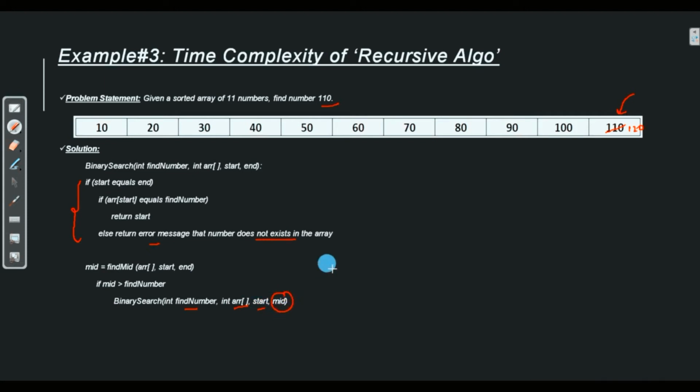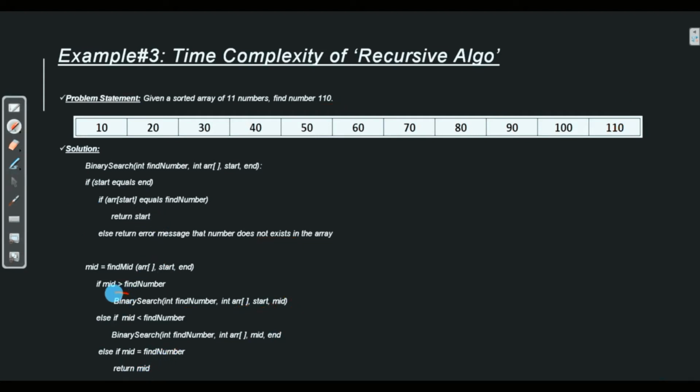So it becomes mid. In case mid is less than the find number, then we have to go towards the right. So we again do a recursive call and this time the start changes to mid and we go on till end. And in case mid is equal to find number, then we are good. We simply return the cell number of mid. So here we see that we have two recursive calls, one call here and one call over here. And this is our base condition.